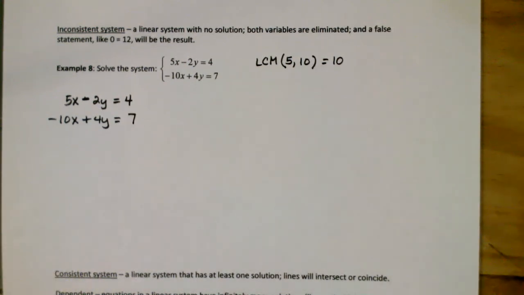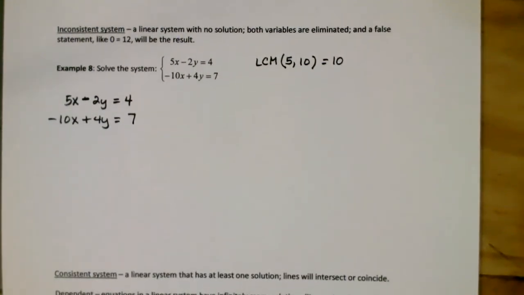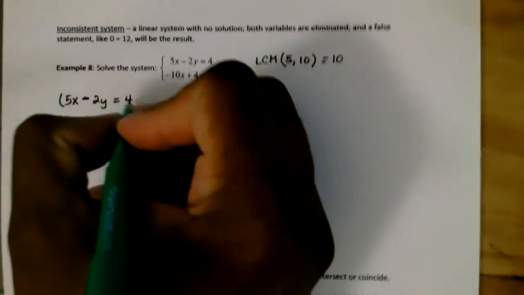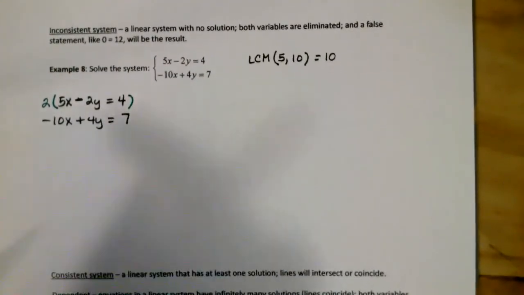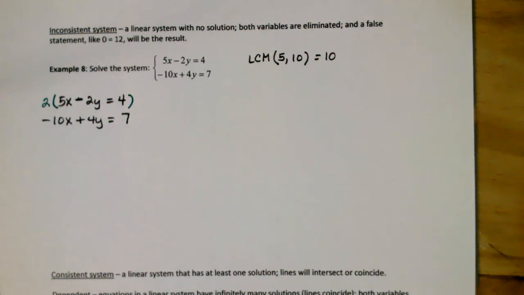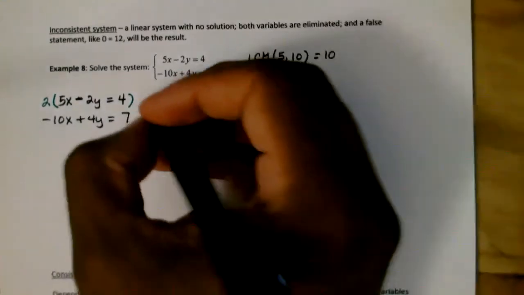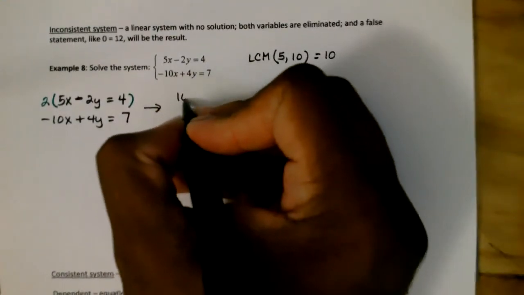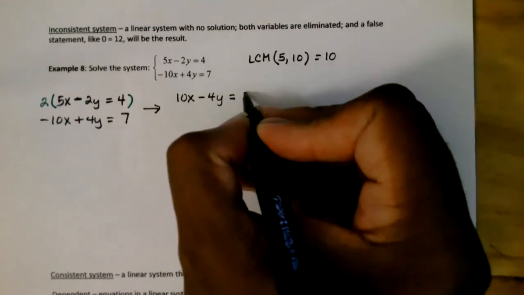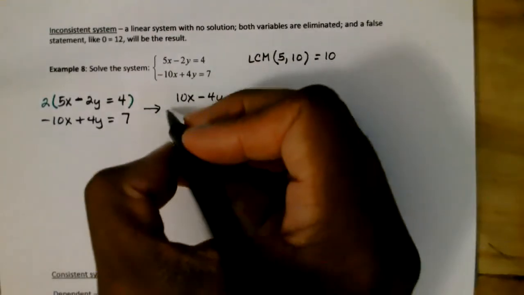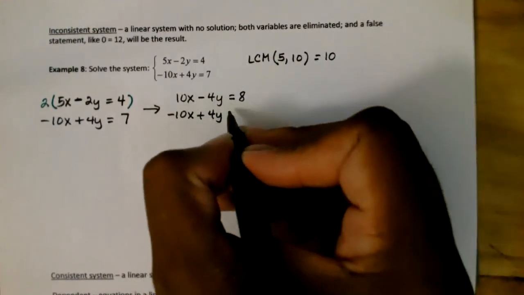So now, for that first equation, to make 5x 10x, I need to multiply that entire equation by 2. And that's basically all I need to do there because I've already got minus 10x, so that's okay. Multiply that top equation by 2, it'll be 2 times 5x, which will be 10x, minus 2 times 2y will be 4y, equals 2 times 4, which will be 8. And I'll bring over the second equation, negative 10x plus 4y equals 7.